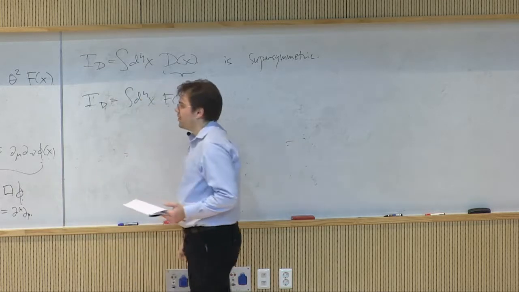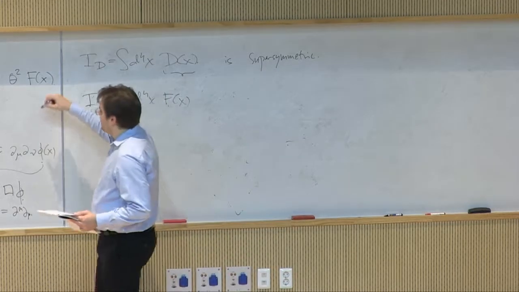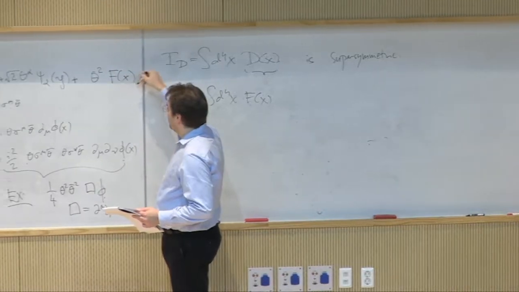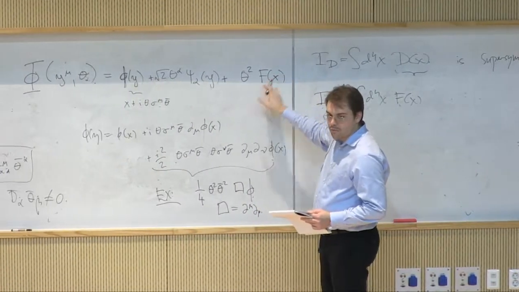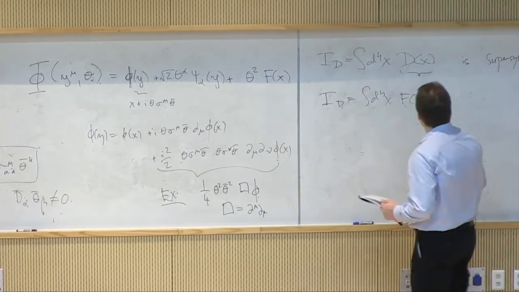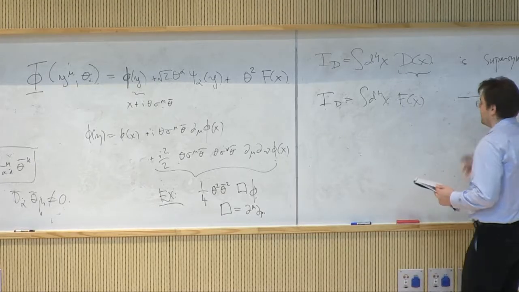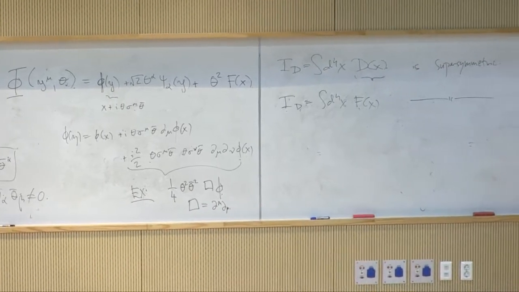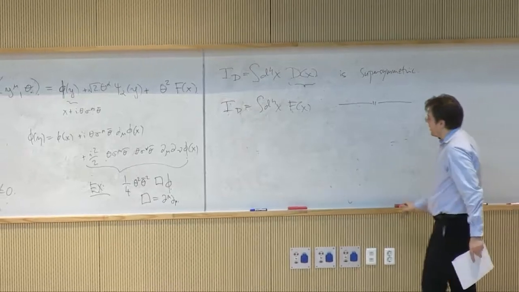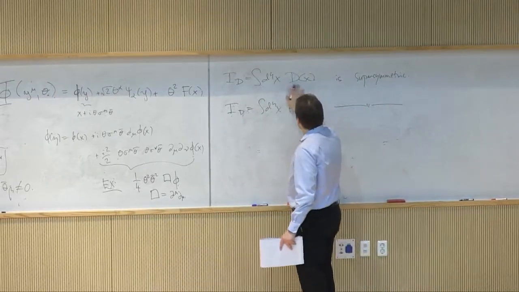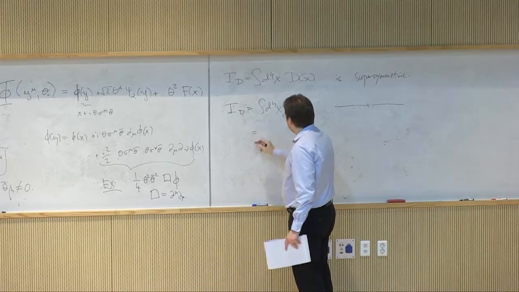And by the same component logic as before, it's very easy to convince yourself that the supersymmetry variation of F is a total derivative of all the other fields. So this thing is also supersymmetric. But just to practice a little bit with superspace, let's again see how this comes about in superspace.